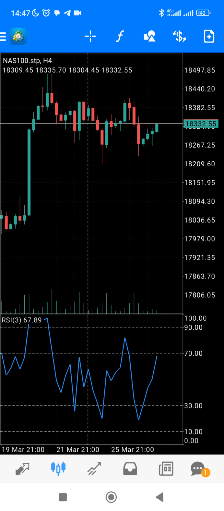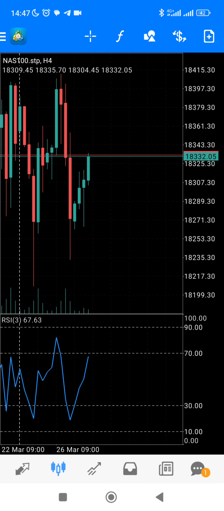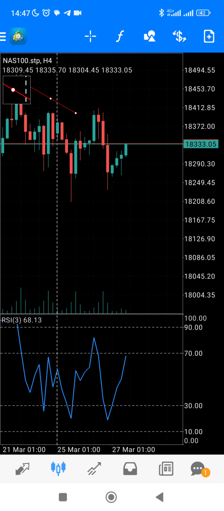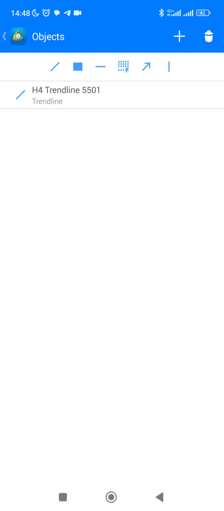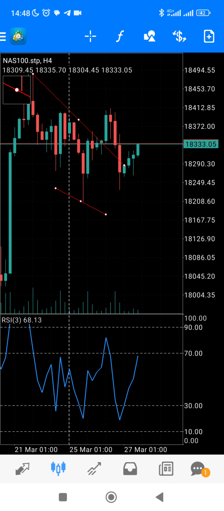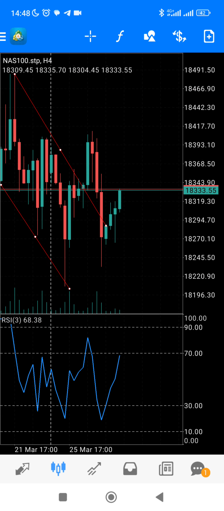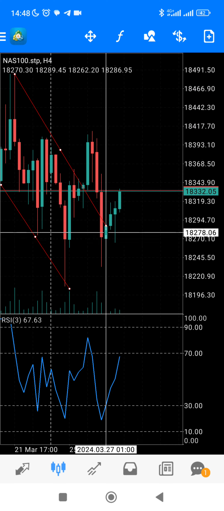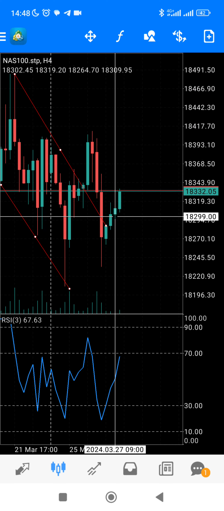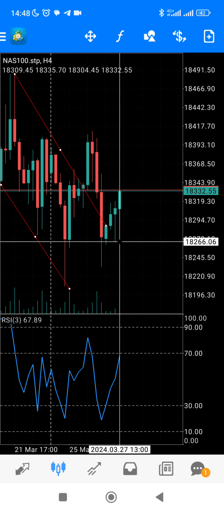So not much has changed on the 4 hour. On the 4 hour, we still have this channel over here that we recently broke out of. Okay, we had that channel that was running like that, and we had this breakout over here. We have the retest of this channel, and we are seeing currently a push to the upside.